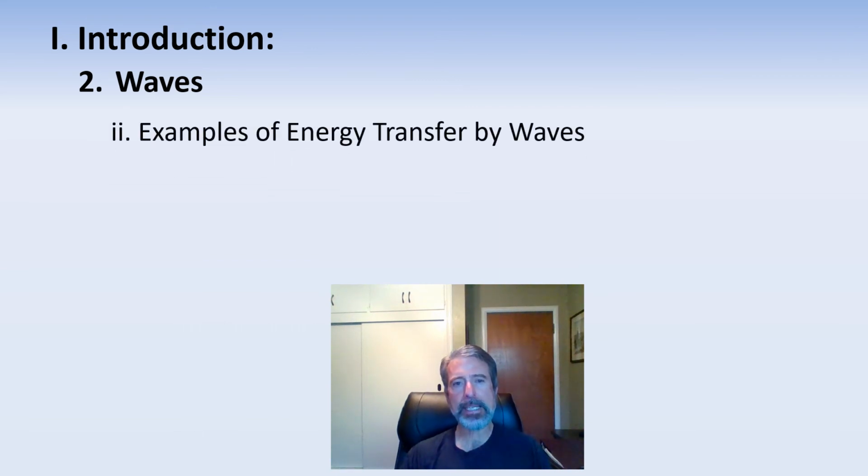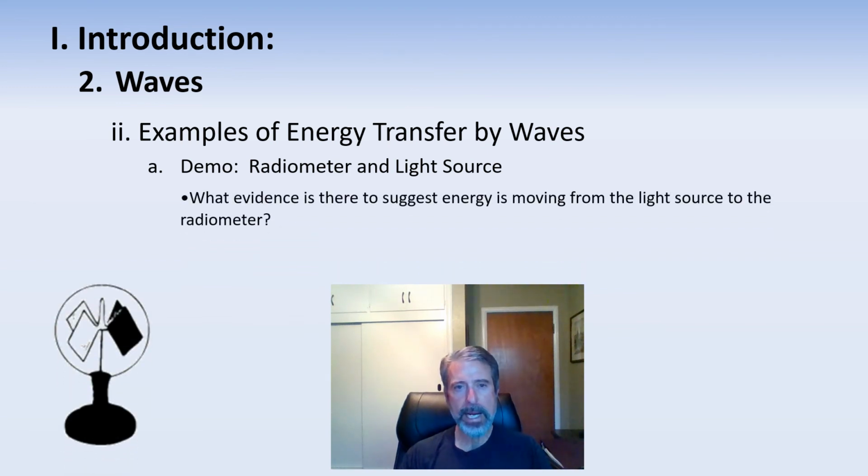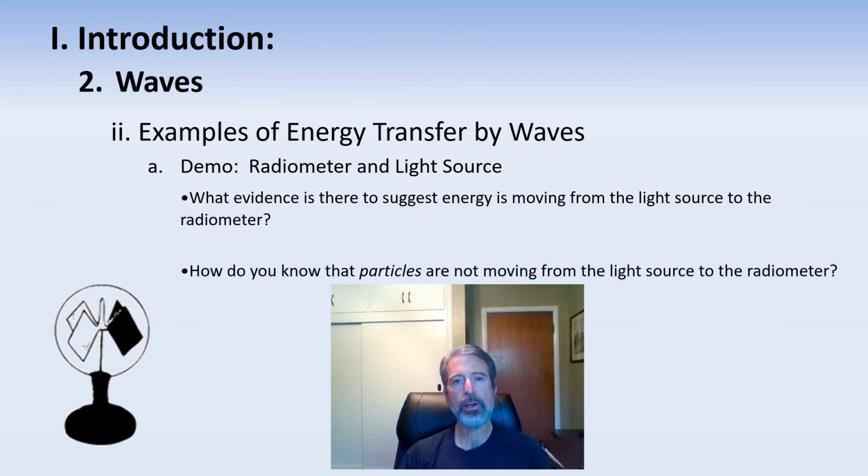So let's take a look at some examples of energy transfer by waves. In this slide and the next, we'll take a look at the radiometer that is exposed to a bright light source. I think this is a really great example because you can infer that the energy transfer cannot take place by particles. When we expose the radiometer panes to a bright light source, they will start to move. And because these radiometer panes are surrounded by a glass bulb, there is no way that kinetic energy could get transferred to them by particles. Let's take a look.